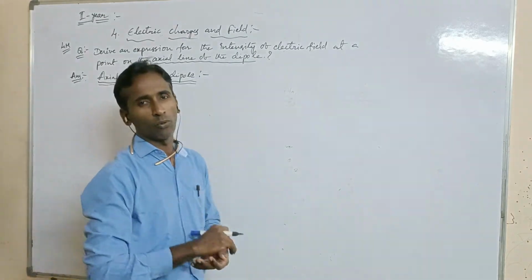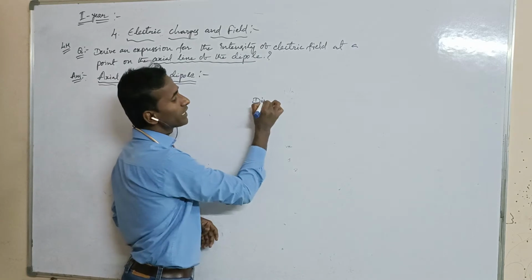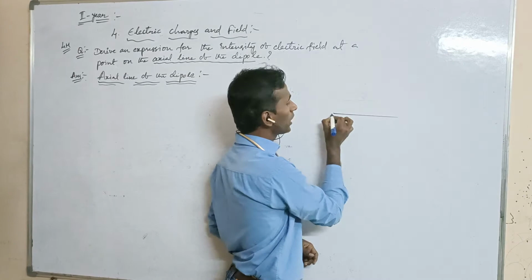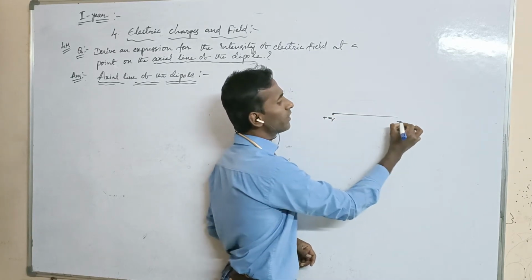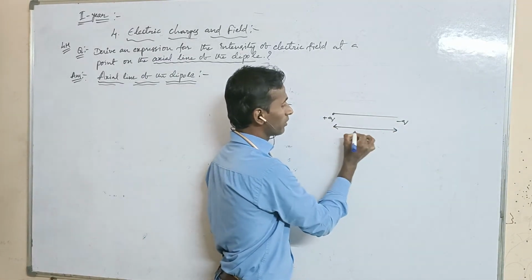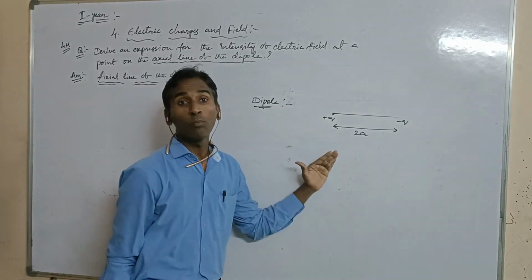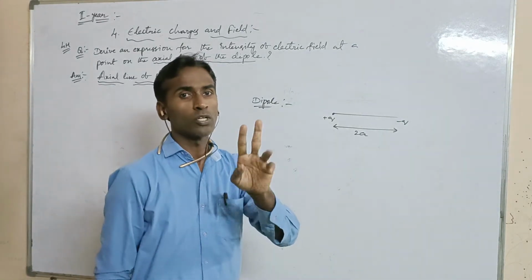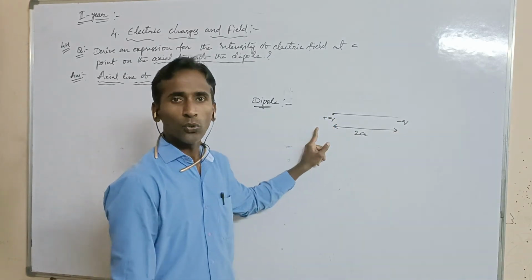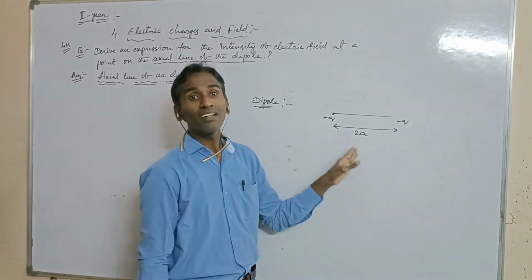First of all, what is a dipole? I am giving two definitions for this question. Let us consider two charges, one is plus q and another one is minus q. When the two charges are separated by a distance 2a, that is called an electric dipole. Dipole means two types of poles, that is, two types of charges, plus q and minus q, separated by a distance 2a. That is called a dipole.